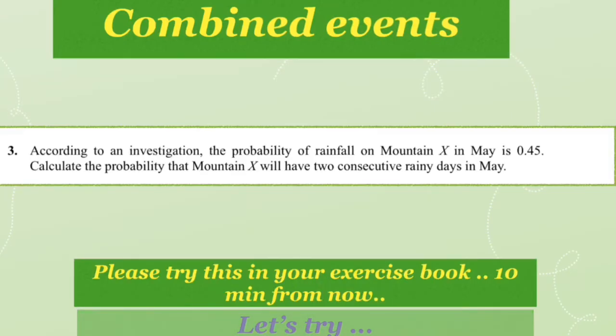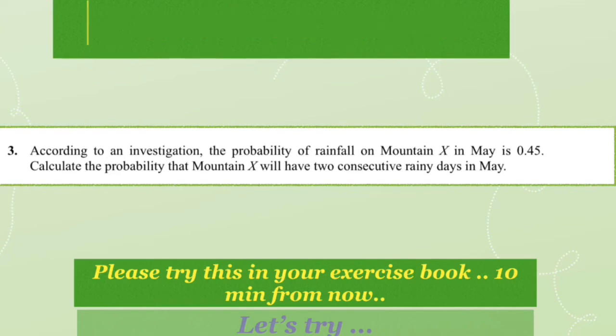Let's try this. According to an investigation, the probability of rainfall on Mountain X in May is 0.45. Calculate the probability that Mountain X will have 2 consecutive raining days in May. Okay, please try this in your exercise book. Okay, we need 10 minutes for this question. Let's try now.